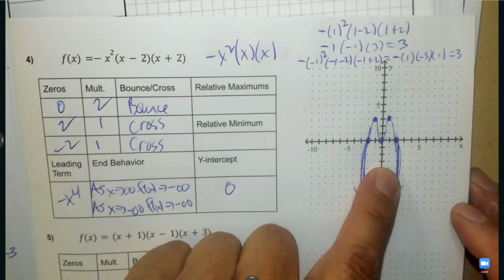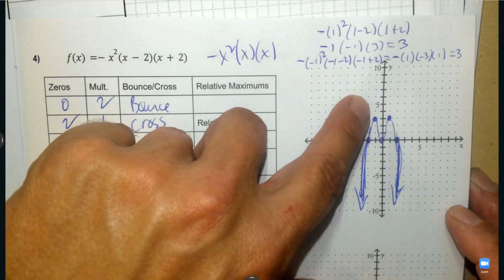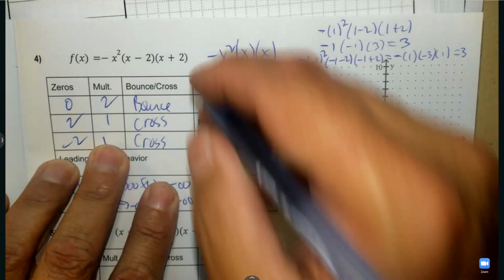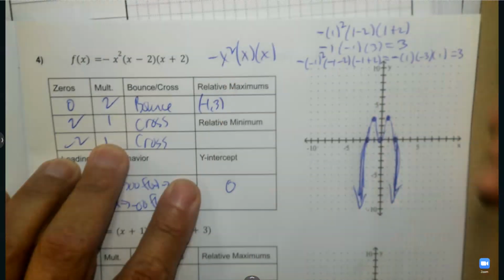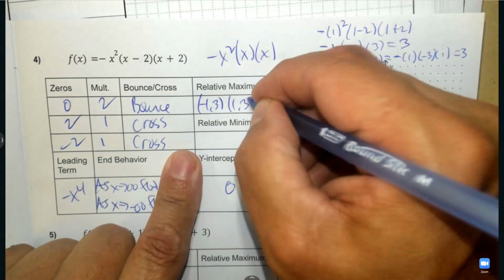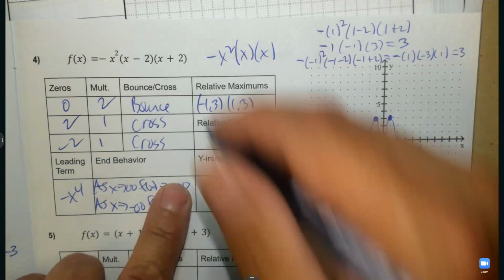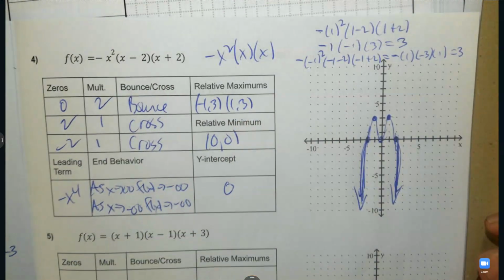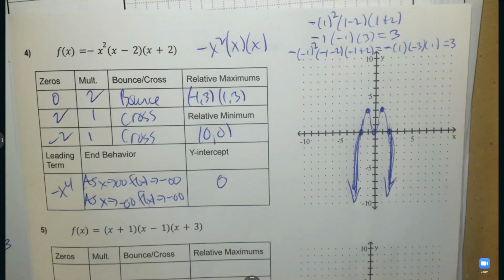And there it is. We have a maximum at negative 1, 3. We have another maximum at 1, 3. We have a minimum at 0, 0. And it's done. All right, number 5.